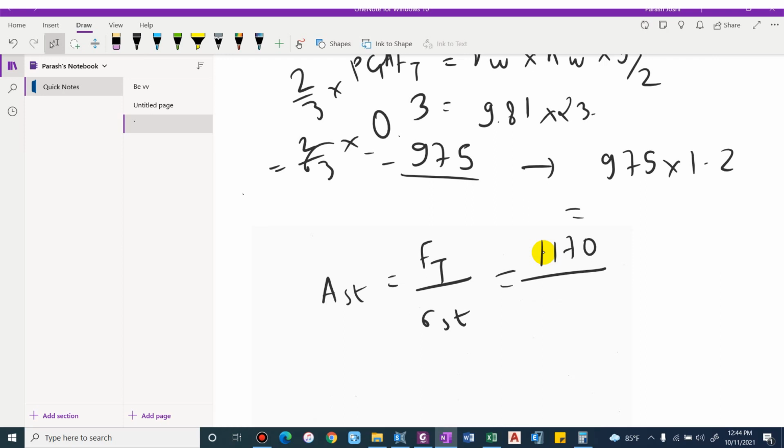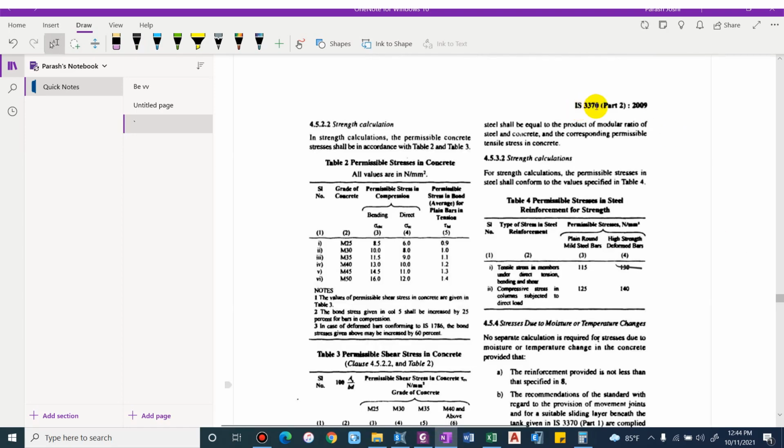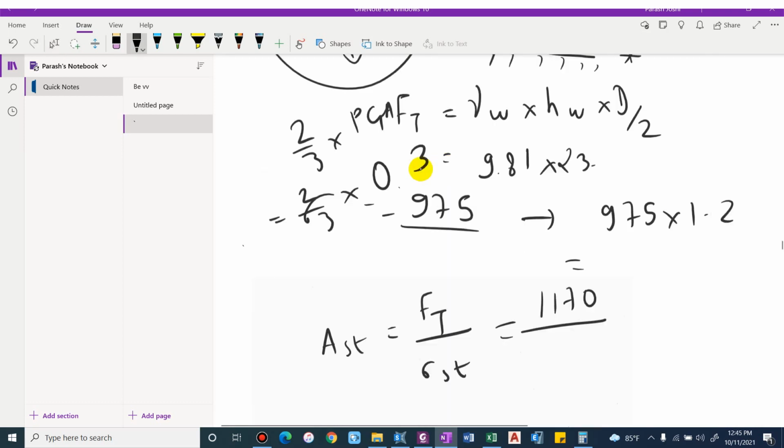divided by sigma_st. This is the permissible tensile stress, and you can find this in IS 3370 Part 2. Tensile stress in a member under direct tension for high strength deformed bar, and obviously we'll be using Fe 500. For this sigma_st is 130. Coming back to this, taking this as 130, this is in kilonewton and this is in Newton per mm square, so converting this into Newton, the area of steel required is 9000 mm square.